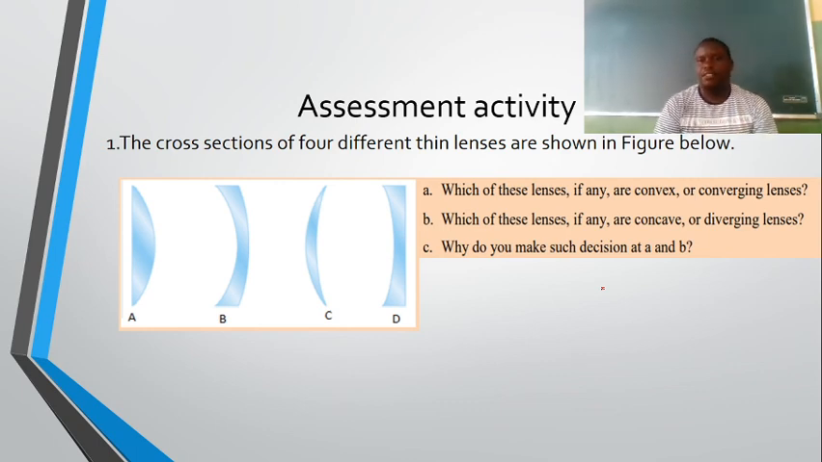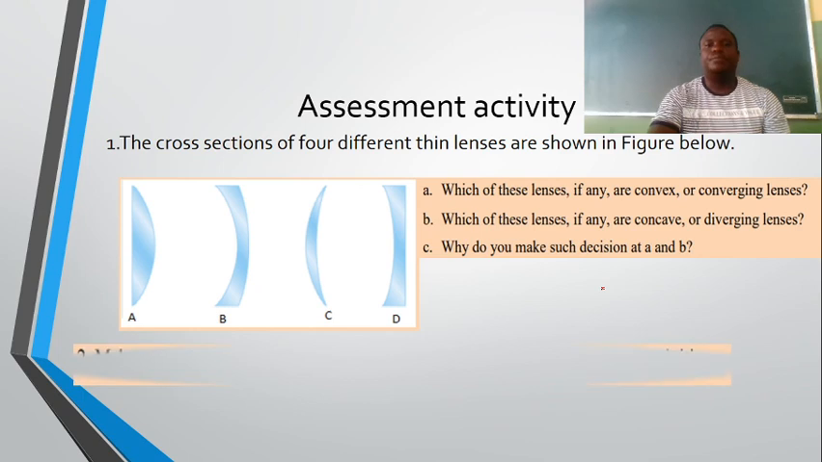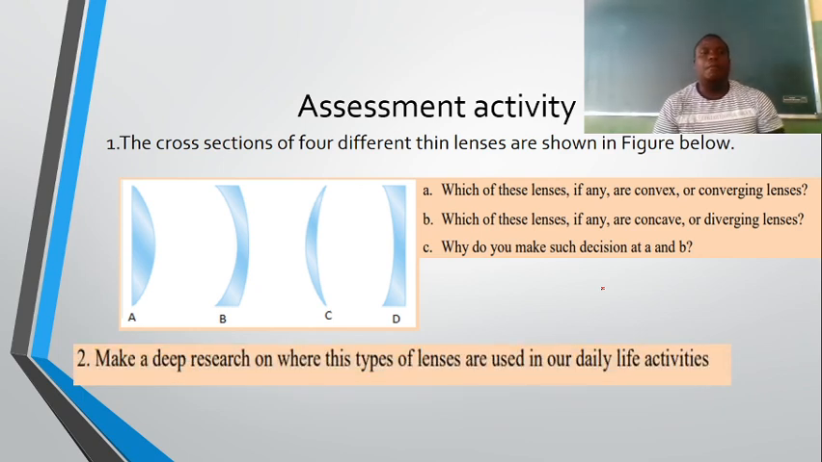Which of these lenses, if any, are convex or converging lenses? Which of these lenses, if any, are concave or diverging lenses? Why do you make such a decision for A and B? Give your point of view, your supporting argument, so that you focus on making the decision of your response. Also the second question: do deep research on where these types of lenses are used in our daily life activities. I will come in the next lesson.